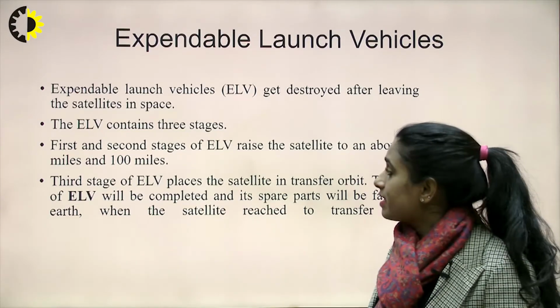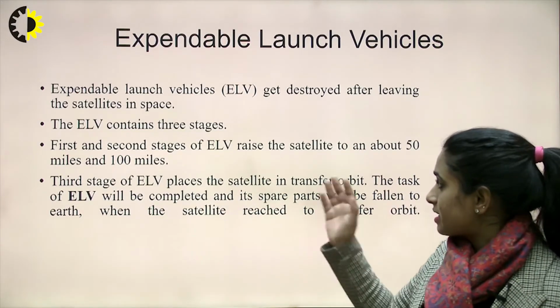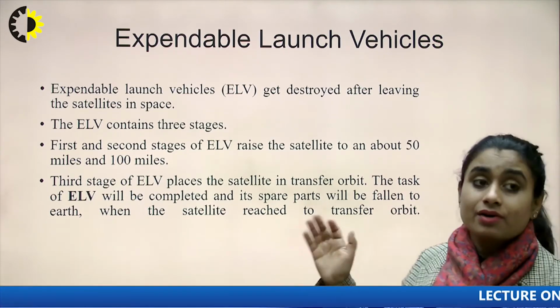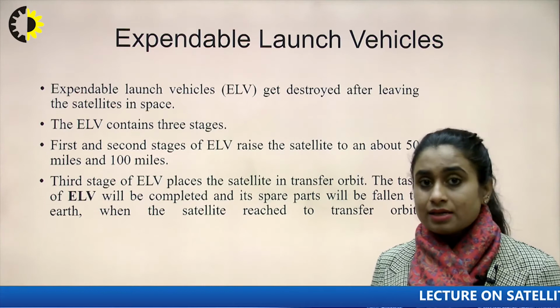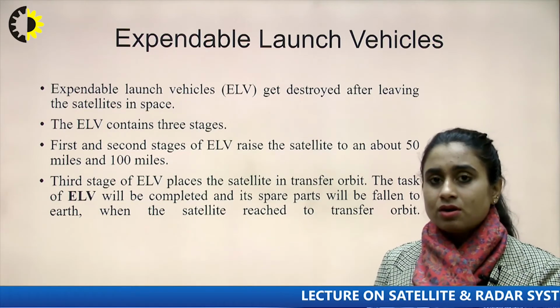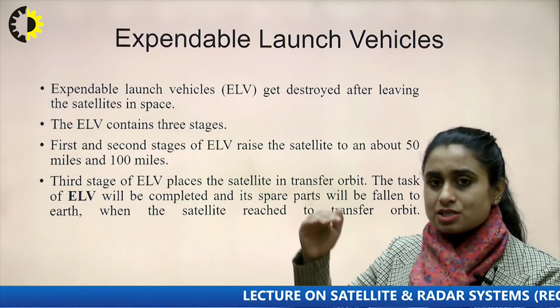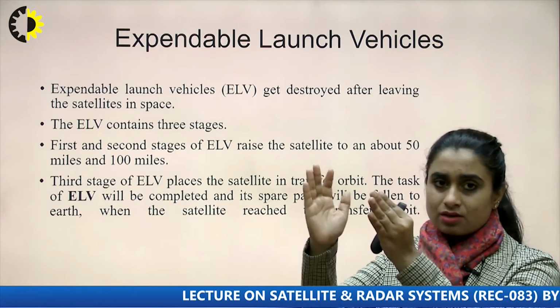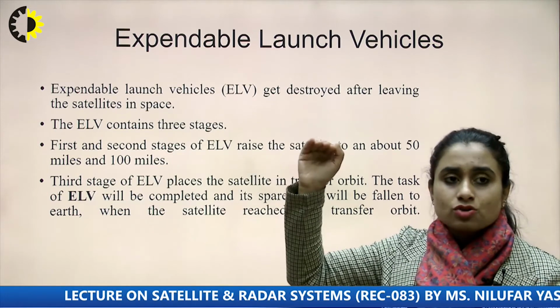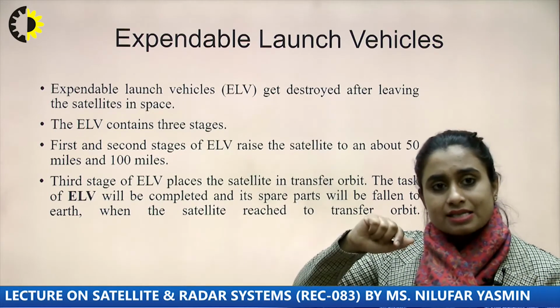So the ELV contains 3 stages. The first and second stages of ELV raise the satellite to about 50 miles and 100 miles, and the third stage is the stage where the satellite is actually placed into orbit. So this is done in stages. In the first stage, it crosses the Earth's gravitational pull. In the second stage, it reaches close to orbit. In the third stage, it reaches the exact orbit.